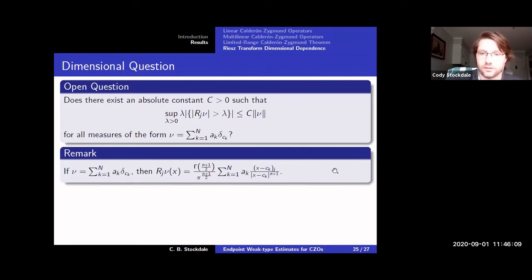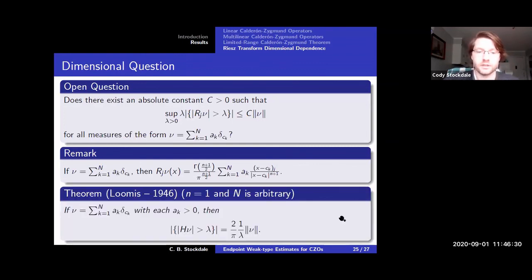And because of that, we can study this and see what we can say. And some partial results towards this open question are, well, okay, what can we say if we have an arbitrary number of Dirac masses, but we're in dimension 1? Is that even plausible to get anything worthwhile in this case?